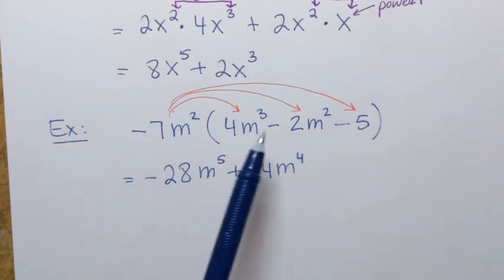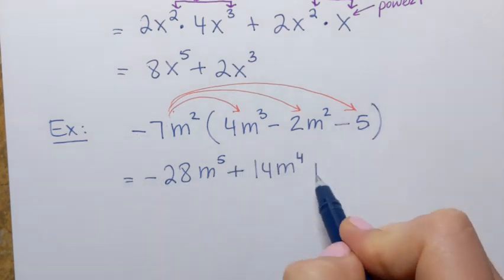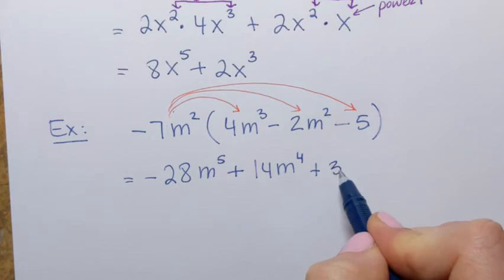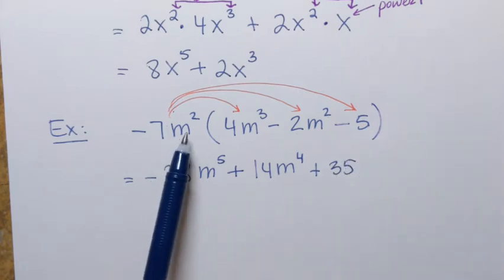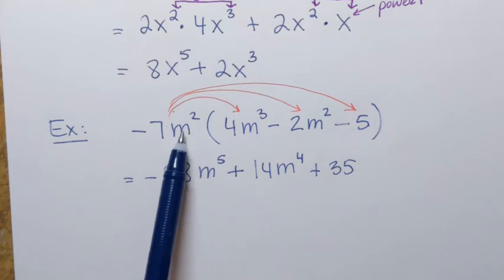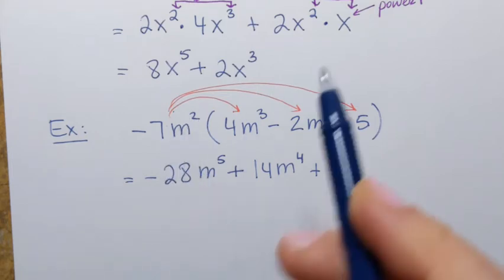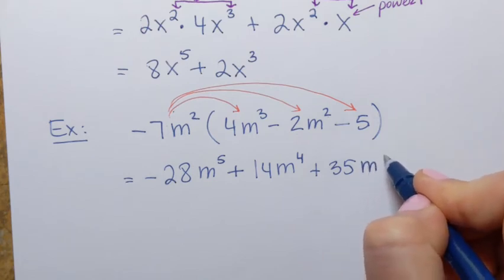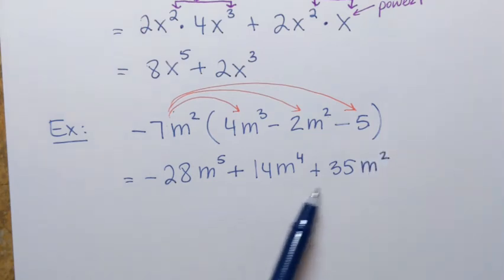Once again, it's negative times negative, so it's positive, plus 35. And since I didn't have anything to multiply by m squared, it means that m will stay with its original power. Power will not change, so it's just m squared. And that will be the result.